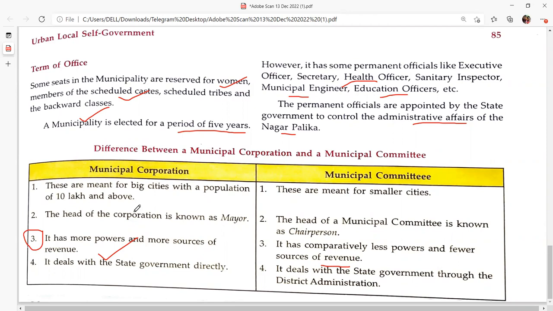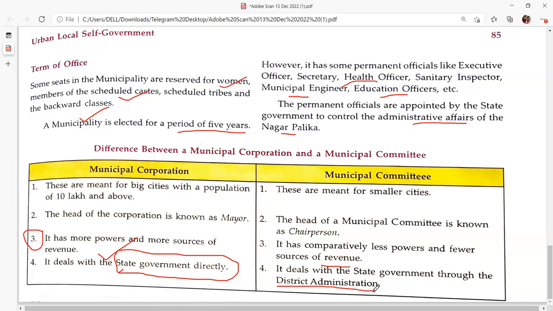Next, it deals with the state government directly. Yes, it deals with the state government directly. It is an independent body. The Bombay Municipal Corporation in Mumbai directly deals with the Maharashtra state. Bhubaneswar Municipal Corporation directly deals with the Odisha state. But a municipal committee deals with the state government through the district administrator, that is, the collector.